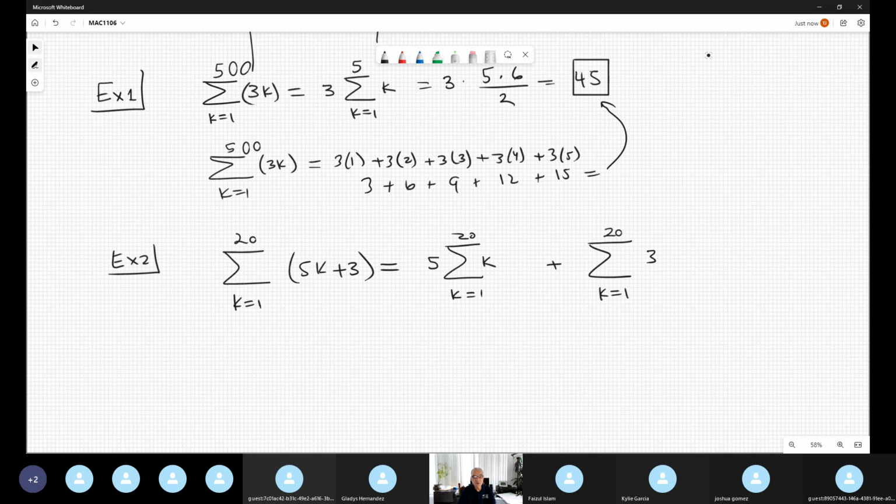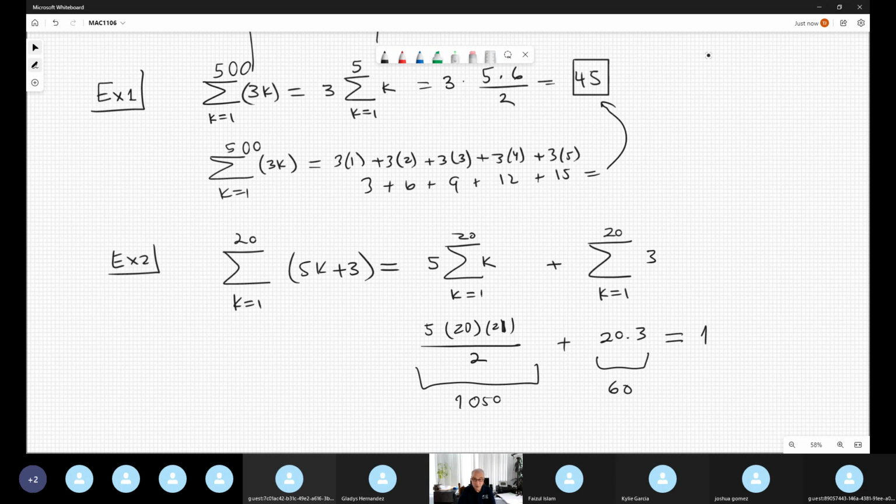Now I see again in the first summation we have variable k, so we're using the formula one more time. The formula gives 5 times 20 times 21 divided by 2. Do you follow me? Where do 20 and 21 come from? In the second, it's a constant, no variable, so the multiplication is 20 times 3. The answer of this is 1050, and the answer of this is obviously 60, and together it is 1110.